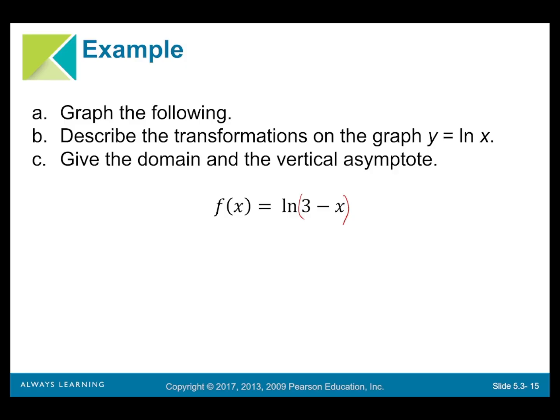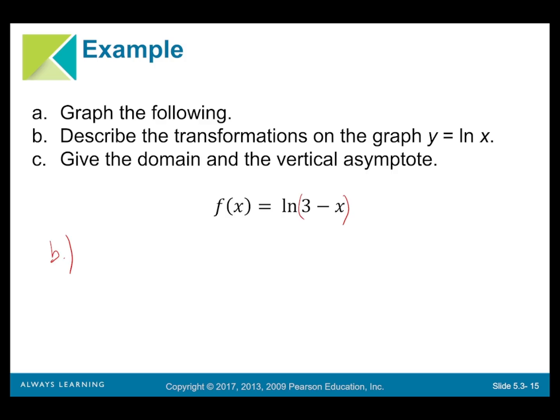So we are going to graph this. We'll use our graphing calculator, and we're going to describe the transformations first. So in part B, what happened to natural log of x to give us natural log of 3 minus x? Well, we have done a horizontal shift because you see we have a plus 3 inside of the natural log.